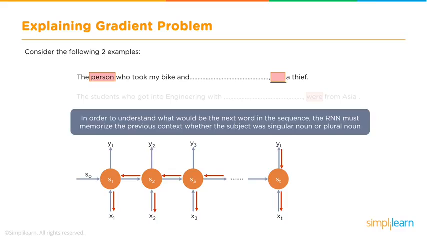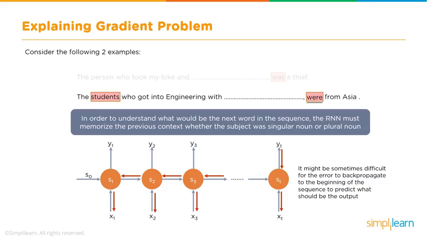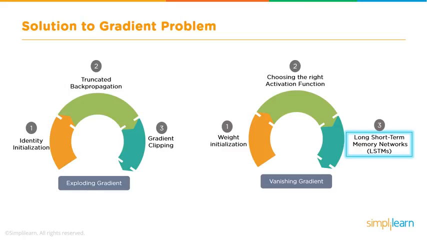In order to understand what would be the next word in the sequence, the RNN must memorize the previous context, whether the subject was singular noun or a plural noun. So was a thief is singular. The student who got into engineering, well, in order to understand what would be the next word in the sequence, the RNN must memorize the previous context, whether the subject was singular noun or a plural noun. And so you can see here the students who got into engineering with blank were from Asia. It might be sometimes difficult for the error to back propagate to the beginning of the sequence to predict what should be the output.